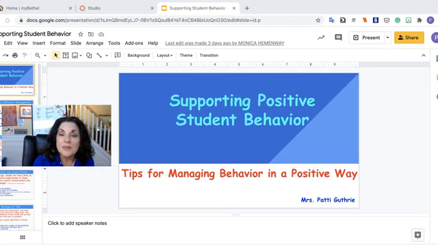So this is supporting positive student behavior. Tips for managing behavior in a positive way. And you see that positive is pretty redundant, but we know that we do best when we are being positive and that others do best when we treat them in a positive way. So let's get started.